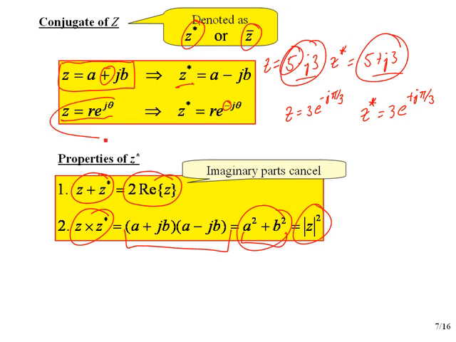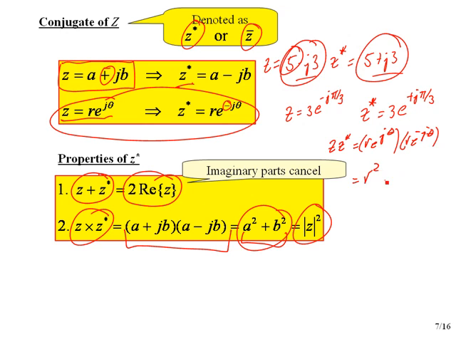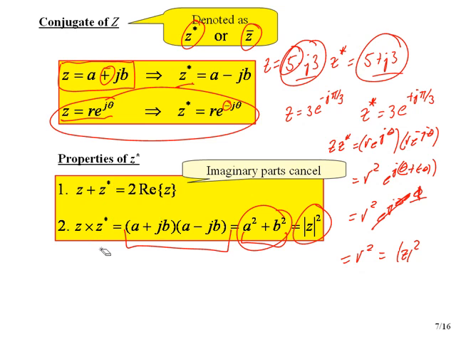Another way to see that is using these results. We have z times z conjugate equal to r e to the j theta times r e to the minus j theta, which is equal to r squared times e to the j (theta plus minus theta), which is r squared e to the j 0. Anything to the 0 is 1, and so we're left with r squared, and that is the magnitude squared of the original z. So again, these are some rules that are handy.